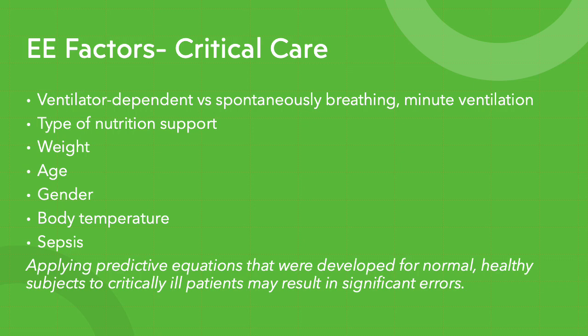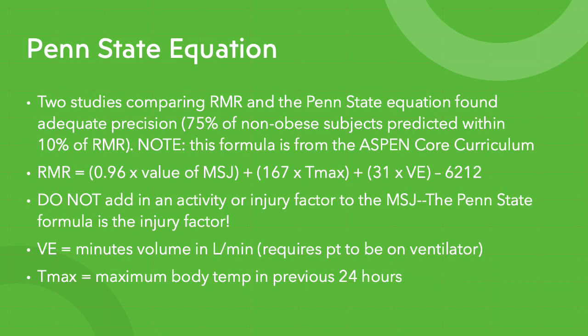Just remember that applying predictive equations that were developed for normal, healthy subjects to critically ill patients might result in significant errors. The Penn State equation can be used if your patient is on a ventilator. These equations are based off of a calculation of the Mifflin-St. Jeor equation, and it uses maximum body temperature of the day and minute ventilation obtained from the ventilator settings. Keep in mind the temperature and ventilator settings are your injury factors, so you don't add any activity or injury factors to this formula. Accuracy differs depending on the condition of your patient, but generally the Penn State has about a 75% accuracy rate.